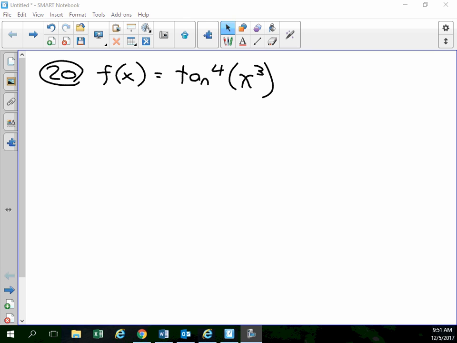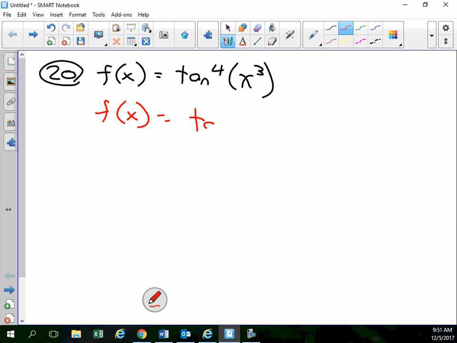About number 20. Number 20 is y = f of x equals tangent to the fourth of x cubed. Got your homework out, you can see that. The first thing I'm going to do is rewrite this so it looks like this: tangent of x cubed, quantity, to the fourth power. That is the same thing as tangent to the fourth power, but you're going to want to do this because this now lends itself nicely to chain rule. That's what this one is all about, is chain rule. And there's actually a double chain rule with this one.